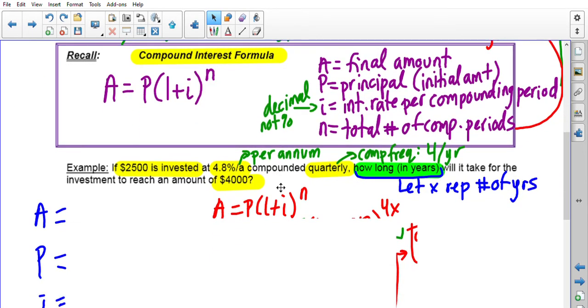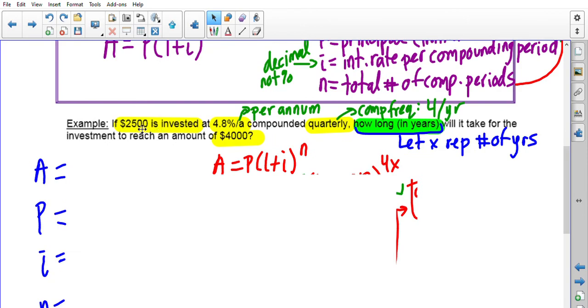Okay, so let's practice here. It says if $2,500 is invested at 4.8% per annum, and per annum is another way of saying per year, compounded quarterly, so quarterly means that the compounding frequency is 4 times a year. How long in years will it take for the investment to reach an amount of $4,000?